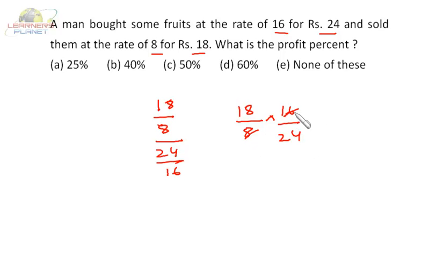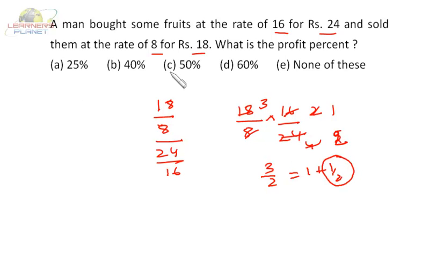Okay. So it's half. I'm sorry, it is 3 by 2. Here 3 and 2. So it's a 1 plus 1 by 2, that is 50% profit. Okay.